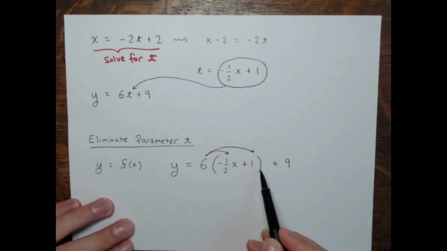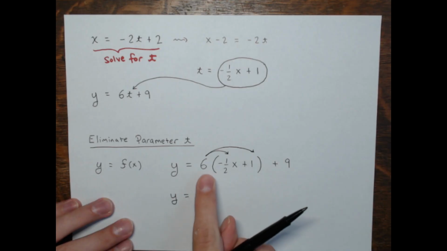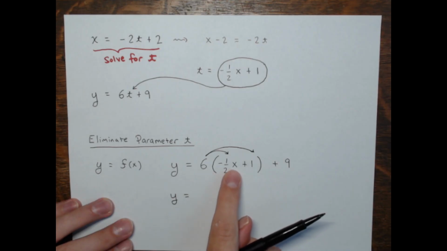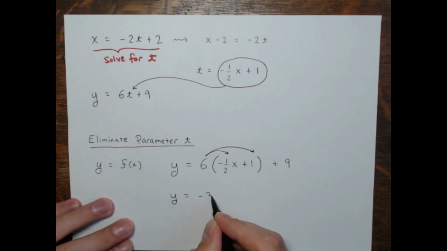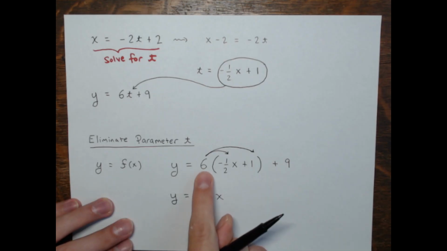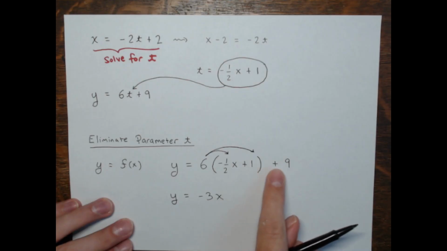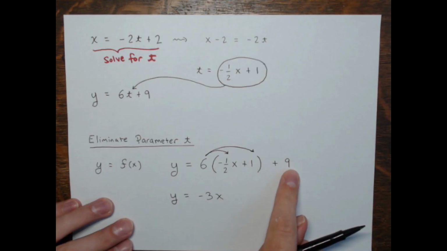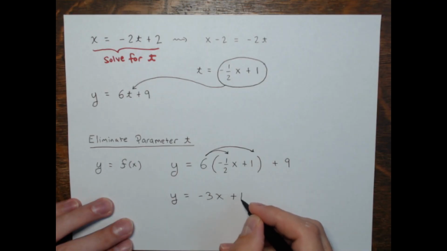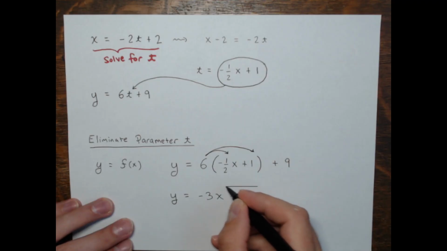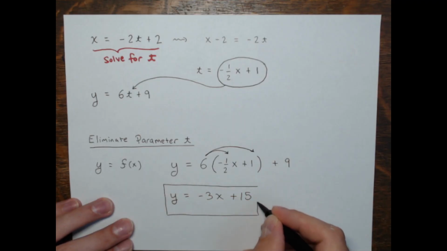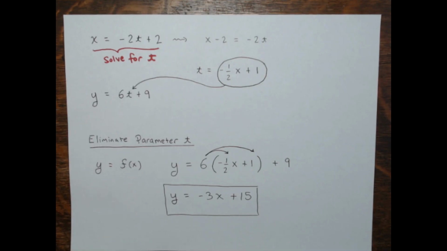We have 6 times all of this. And we're left with finally y equals 6 times negative 1/2 x, which would be negative 3x, then plus 6, but then you have a plus 9 afterwards. Plus 6 plus 9 is plus 15. And here we go. This is what's being asked for right here.